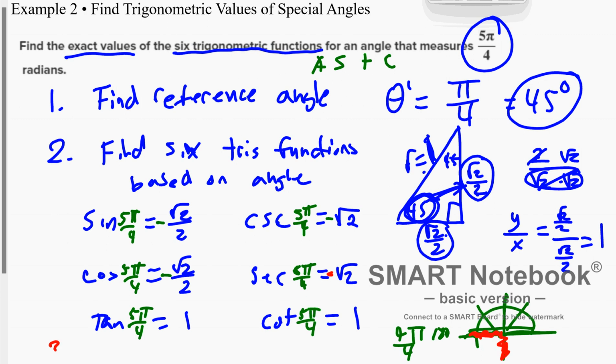So then the third step would just be to find the quadrant you're in and label your answer positive or negative. Okay, so that's it for example number 2.